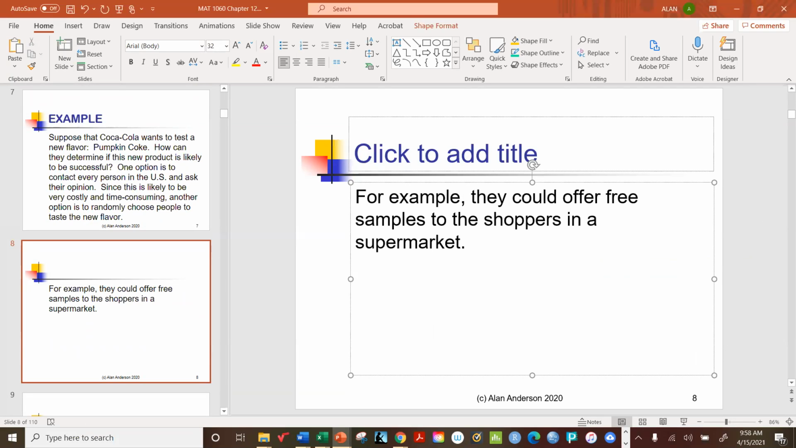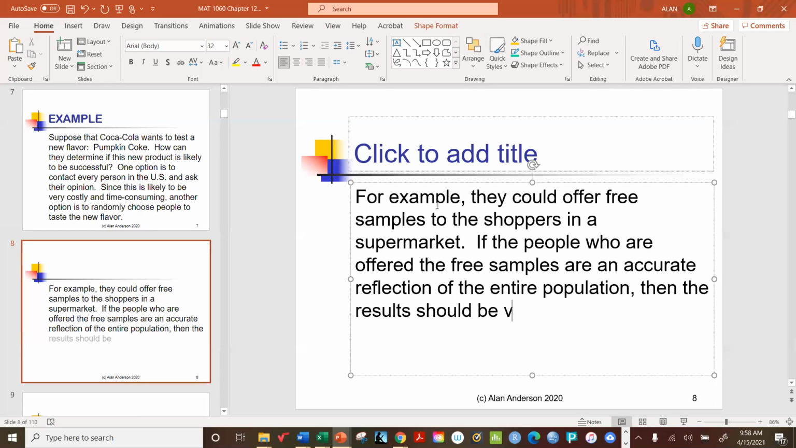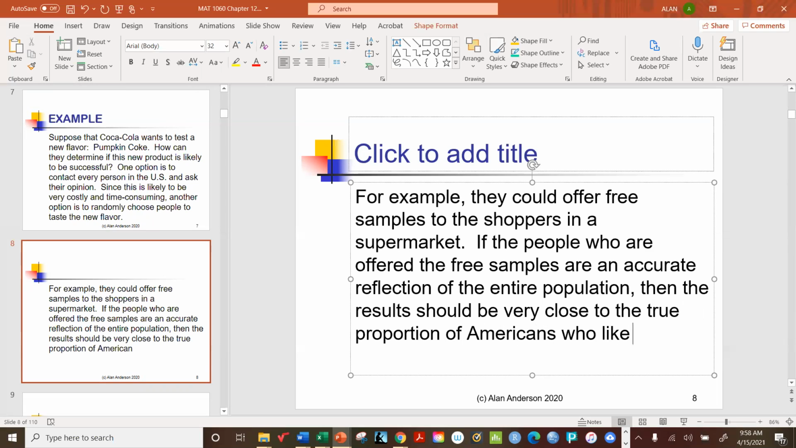Now, here it gets a little tricky, but if the people who are offered the free samples are an accurate reflection of the entire population, then the results should be very close to the true proportion of Americans who like pumpkin Coke.